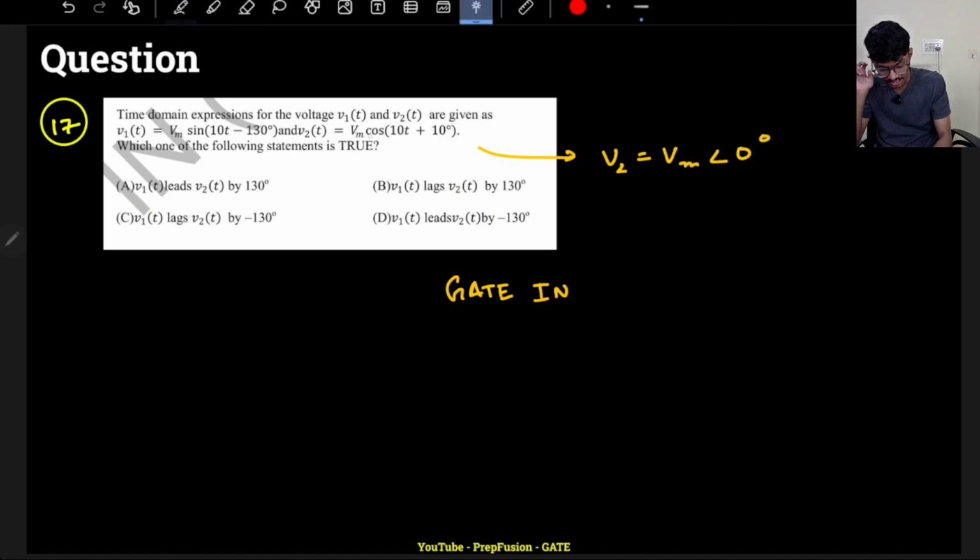Now what is the angle difference between these two? These are not the same, right? This is sine and this is cosine. So let me convert this into cosine as well. To convert this into cosine, you have to subtract 90. Sine of 90 minus theta is cos theta, correct? So this will be something like this. Okay, something has happened.